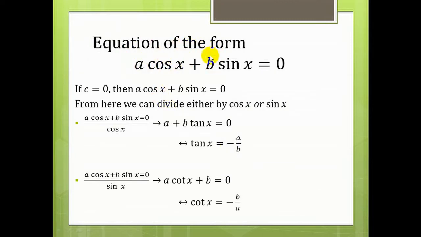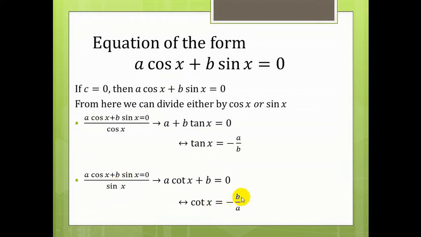For the equation of the form a cosine x plus b sine x equals 0, like I said before, if c equals 0, you can divide either by cosine x or sine x. It's up to you, everyone. It doesn't matter. As long as you can divide by cosine x or sine x, you can choose one of them. Okay, from here I give you an example. If this equation is divided by cos, it equals tangent x equals minus a over b. But if you divide by sine, it's equal to cotangent x equals minus b over a.